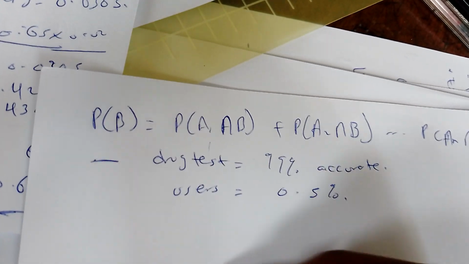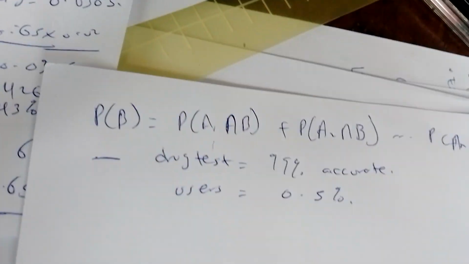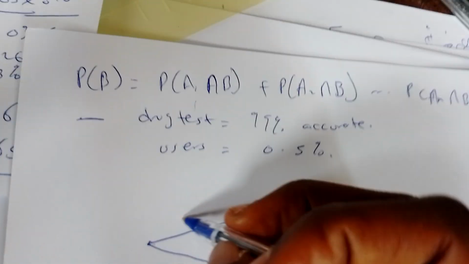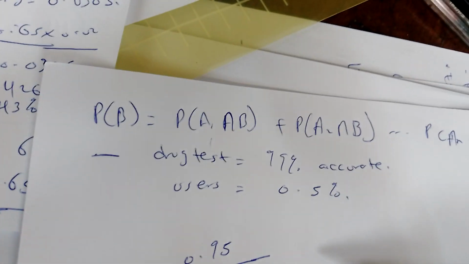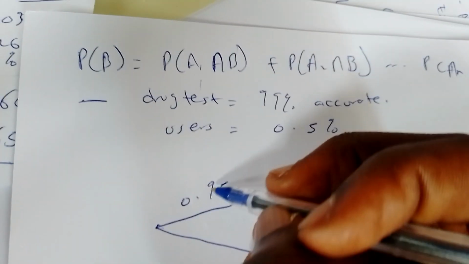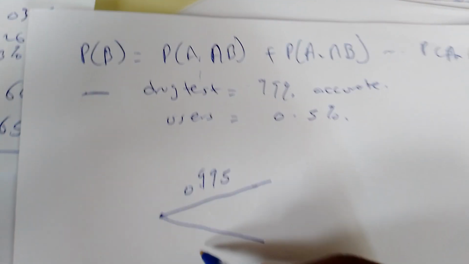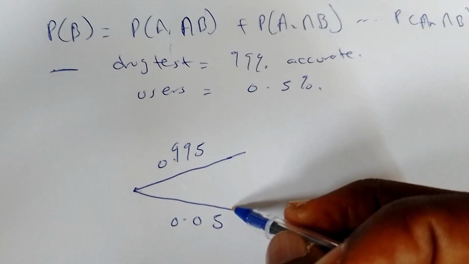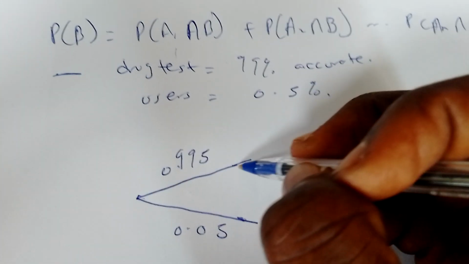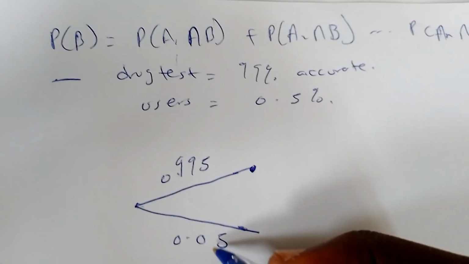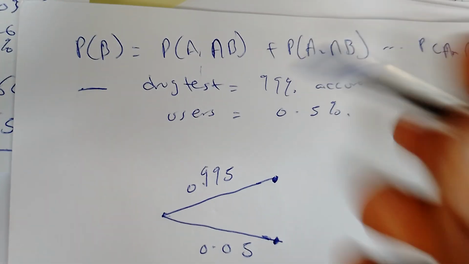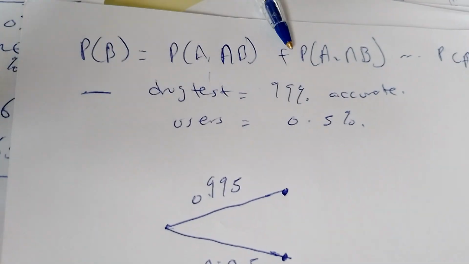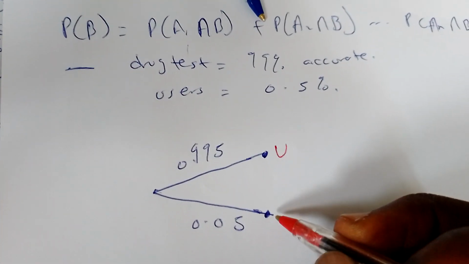So now let's come here. You start from your users, because those are the people you're going to be dealing with. So this is 0.5%, then 0.995 for non-users, and then 0.05. Please take note of this, because it can turn everything around. So from here, these are users, and let me just denote this with users and non-users.